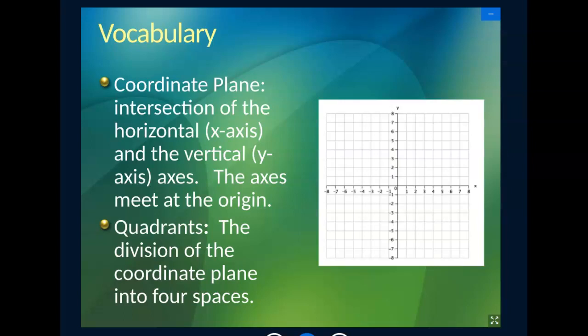A coordinate plane is the intersection of the horizontal and vertical axes. So it's the x-axis and the y-axis. They meet at what we refer to as the origin. So the x and y axes meet at the origin. The origin is the coordinate point 0, 0.